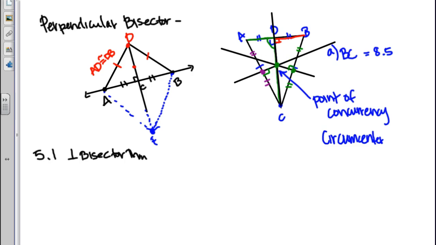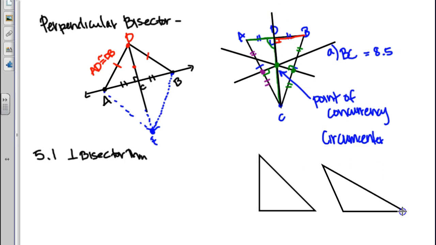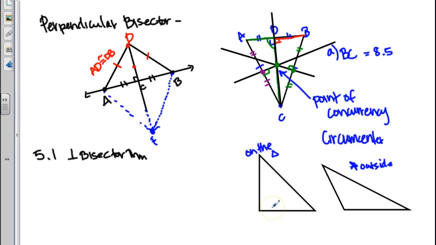So what I would like for you to do is find the perpendicular bisectors of a right triangle, and then also do one for an obtuse triangle. The circumcenter on an obtuse triangle should be outside. So where those lines intersect will be outside, and this one will be on the triangle for a right triangle. All right, so try those out.